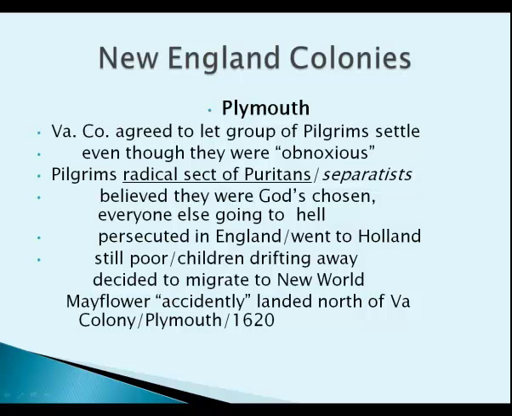They came over on a boat called the Mayflower. Yes, there really was a Mayflower. And because of an accident, who knows what, it didn't land in the Virginia area. It landed north of the Virginia colony in a place called Plymouth, Massachusetts, in 1620.